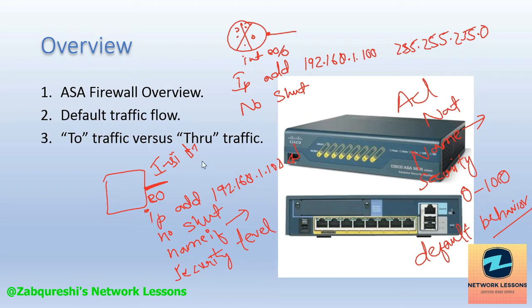So basically you will assign 100 to the inside interface. I said 0 or 100, but 100 is the most trusted one, and 0 is the least trusted interface. So this will basically be your internet.